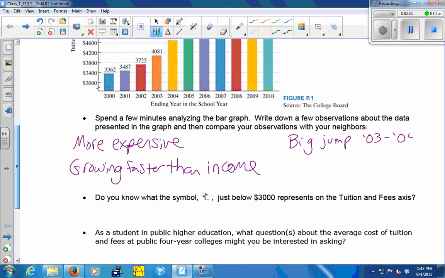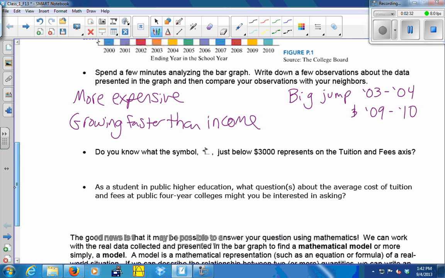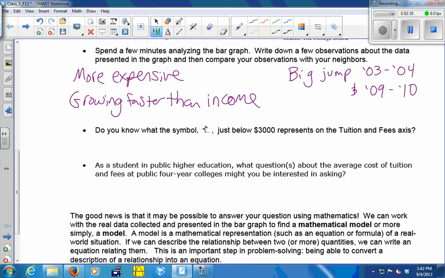03 to 04. I wonder what could have caused that. There was something. The recession started like in 07. And 09 to 10. That's true. Yeah. I mean, around 02 we start seeing it spike up a bit more, but before. Yeah, so those are some good observations.